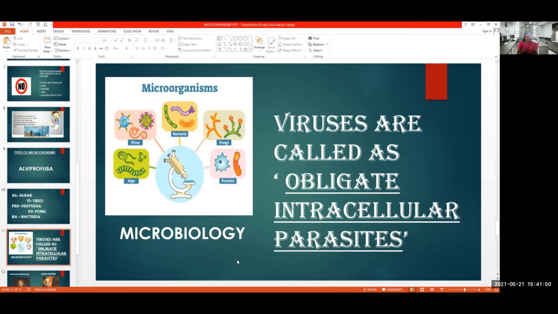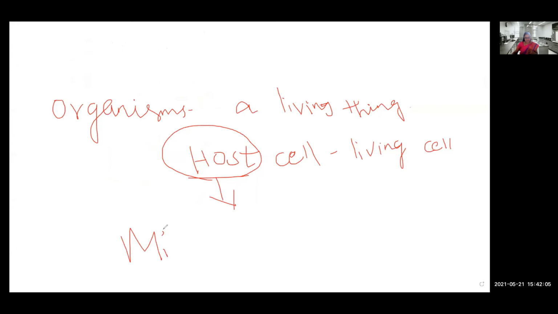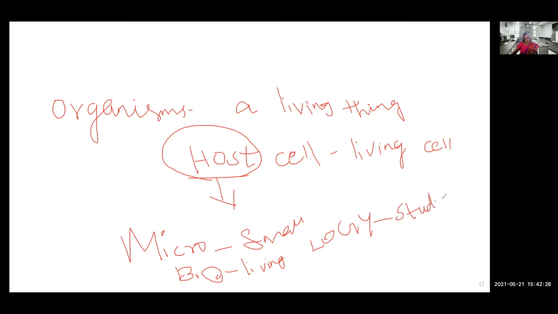The study of microorganisms is called microbiology. Or we can say it easily in another way: micro means small, bio means living, and logy means study of. So the study of microorganisms is called microbiology. Understood?